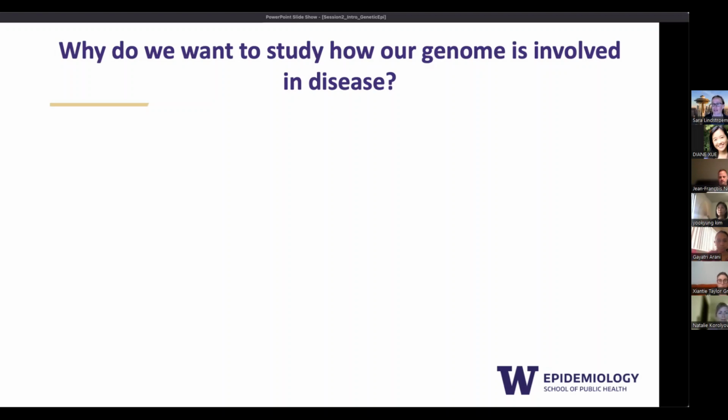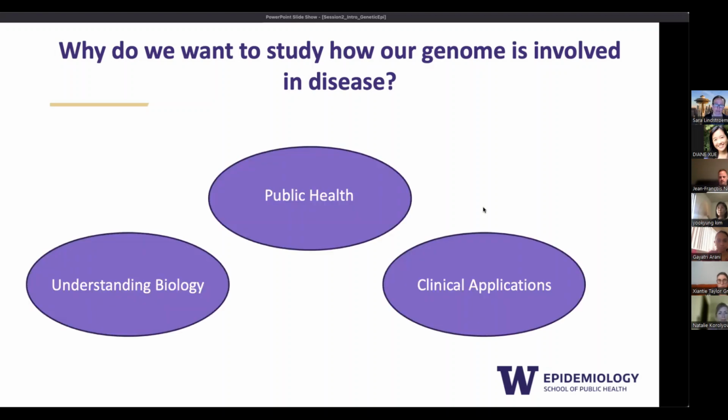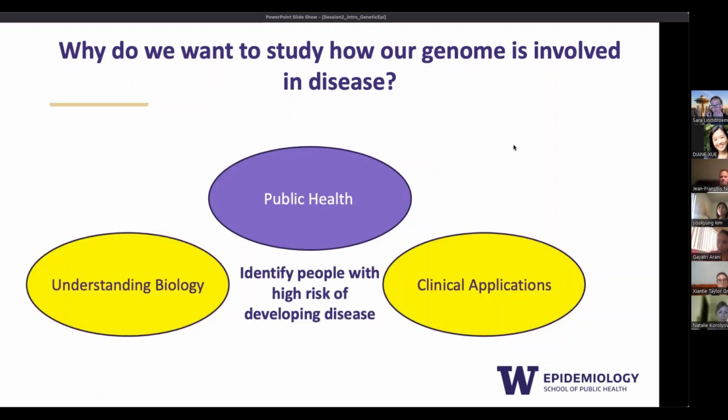And so the way I think about this is sort of three main reasons, and I'm going to give you an example of each of them. So the way I see it is that doing these studies can be relevant for public health, understanding the biology and the etiology behind disease, and also some obvious clinical applications. So I'm going to go through these one by one and give you an example. I'm going to start with the public health application.